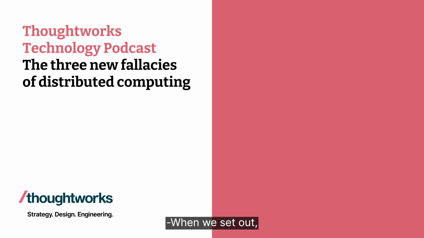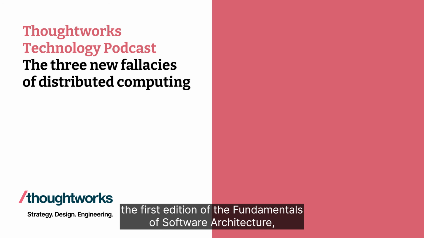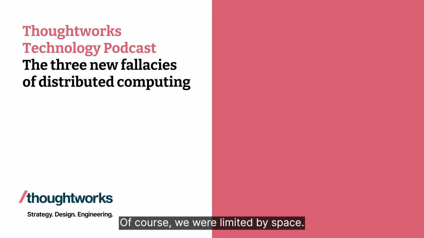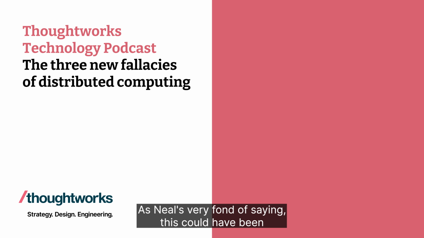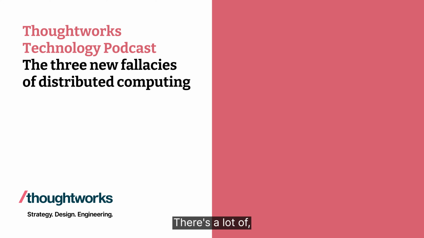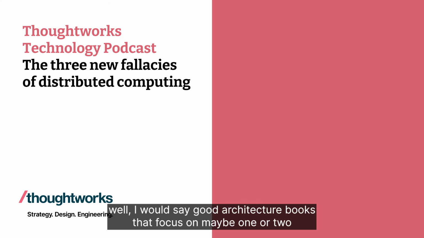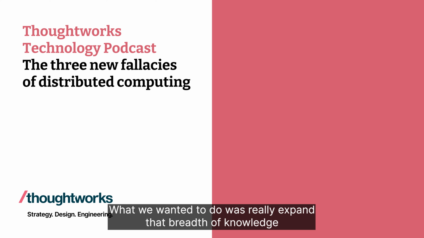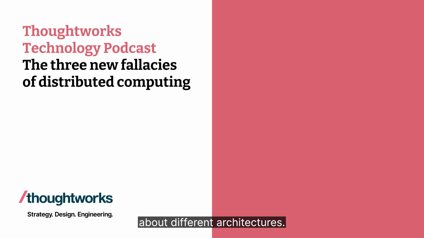When we set out, well, 7 or 8, 9 years ago, I guess, to write the first edition of Fundamentals of Software Architecture, we wanted to give a holistic view of software architecture in 3 parts. And of course, we were limited by space. As Neal's very fond of saying, this could have been a 20,000-page book or a 200-page book. And there are a lot of, I would say, good architecture books that focus on maybe 1 or 2 of the most popular architecture styles. And what we wanted to do was really expand that breadth of knowledge about different architectures.